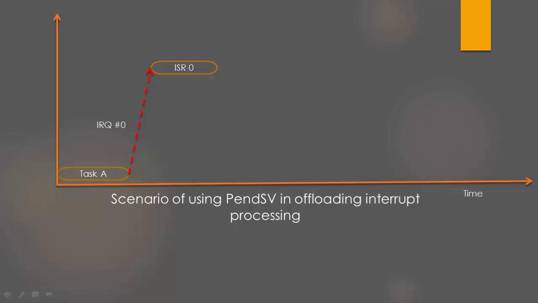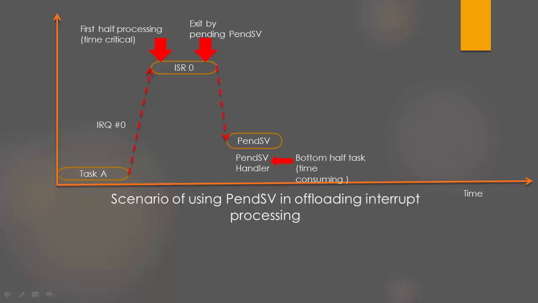So you can now make the ISR execute your time critical work first, that we call the first half, and exit quickly by pending the PendSV exception. When there is no more interrupt in the system, the PendSV exception handler will run and it does the time consuming work which we call the bottom half processing. When the PendSV is doing the bottom half processing, it still allows other interrupts to run and it will resume when the other interrupts are finished.